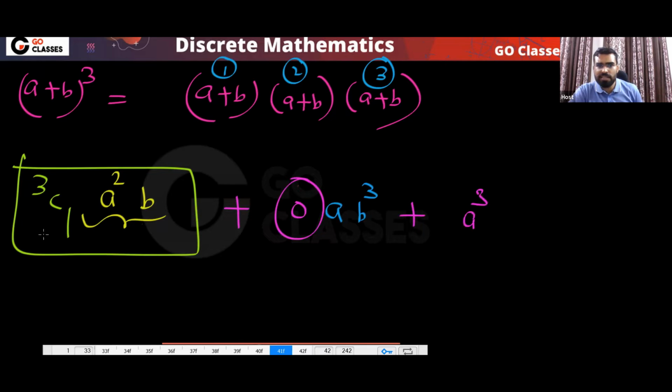How many ways can you create this term? From all of them a should come. Only one way. So this term you can create in only one way. And this term, a b square: again you can create it in 3 ways.